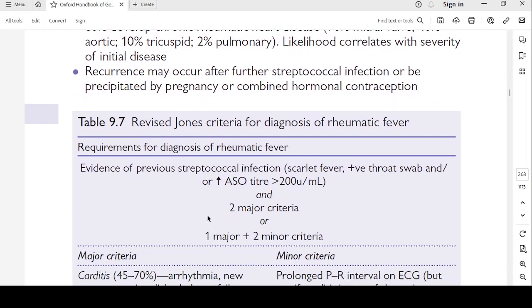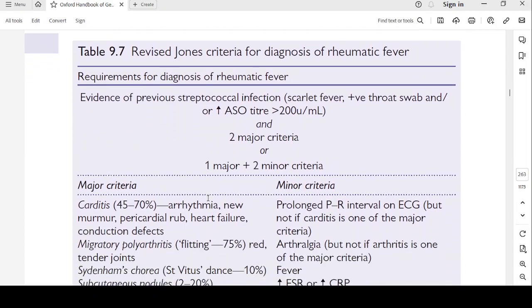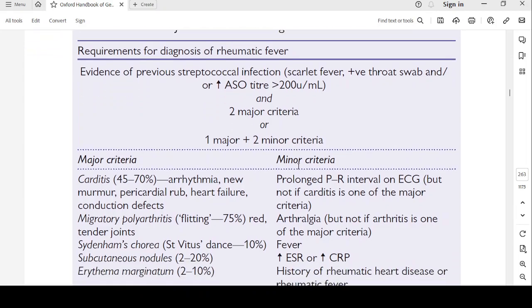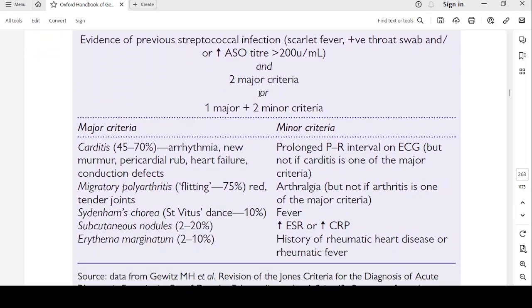Revised Jones criteria for diagnosis of rheumatic fever. Requirements for diagnosis of rheumatic fever: evidence of previous streptococcal infection, scarlet fever, positive throat swab, and or increased ASO titer that is more than 200 units per ml. So this is evidence of previous streptococcal infection, and two major criteria or one major and two minor criteria. So what are the major criteria?